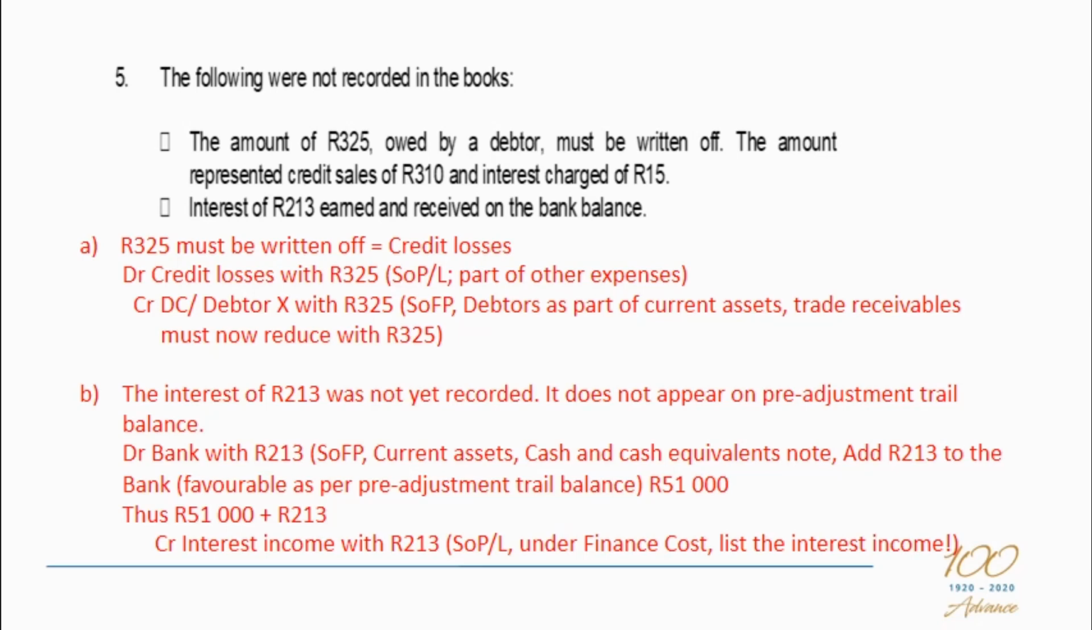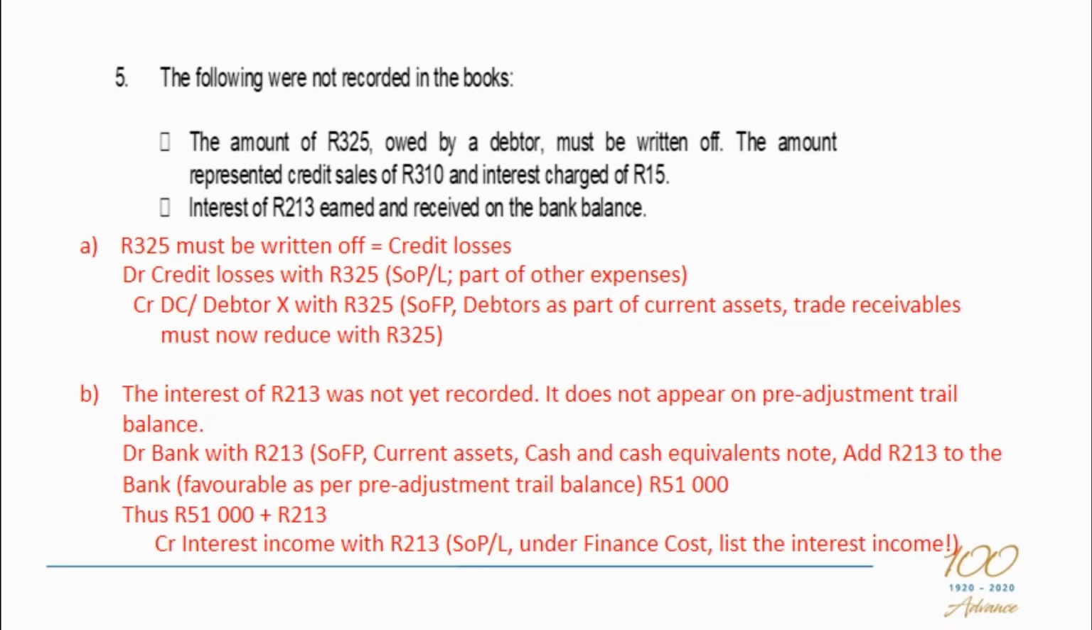The interest of 213 Rand was not yet recorded. Interest earned and received on the bank balance. If we would record this, we would say we receive the money in the bank, therefore our asset bank is increasing on the debit side. It affects my statement of financial position, part of my current assets, and part of the cash and cash equivalents note in the notes to the financial statements. We will add the 213 Rand to the bank. They've given us the bank as favourable in the pre-adjustment trial balance, 51,000 Rand. So now the bank is increasing to 51,213 Rand.